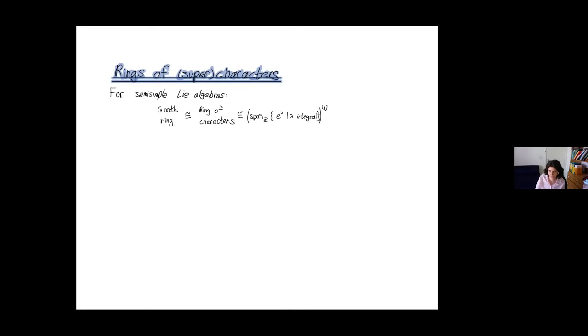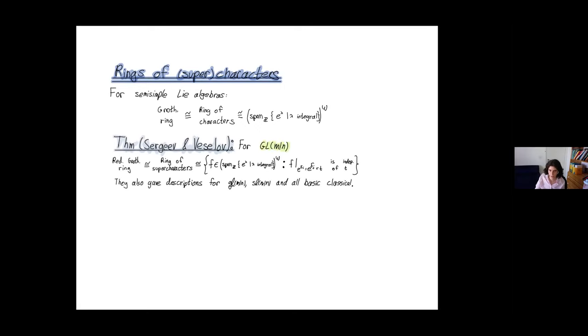So for semi-simple Lie algebras, the Grothendieck ring is isomorphic to the ring of characters, by some highest weight theory. And we know that if we take all characters, we get all symmetric functions. In fact, we know more. We know that the simple modules correspond to Schur functions and so on. So that's for Lie algebras.